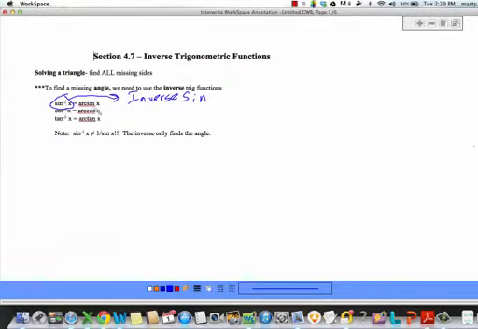Sometimes your book will use inverse sine, sometimes it will use arcsine. Both of them are used in mathematics, so you need to understand that they're the same thing. This is a good note: the inverse sine is not 1 over sine. Remember, 1 over the sine of x is the cosecant of x. So that's different, with the exponent being -1. It doesn't mean the same thing when we're using trig functions.